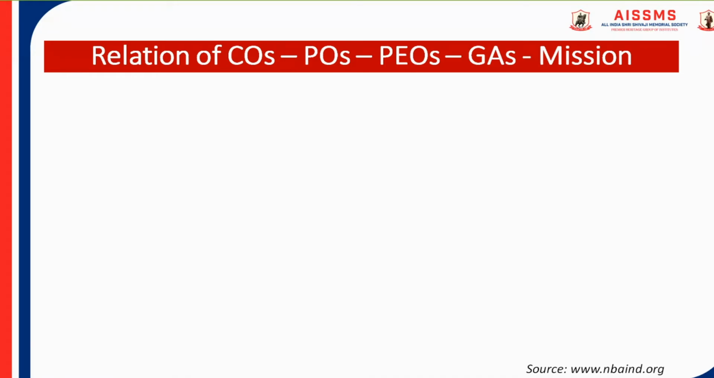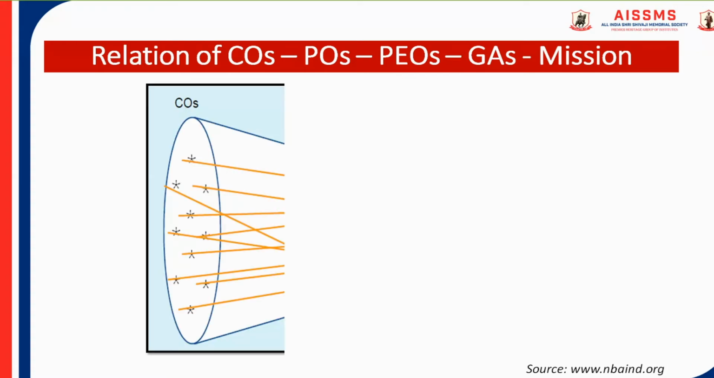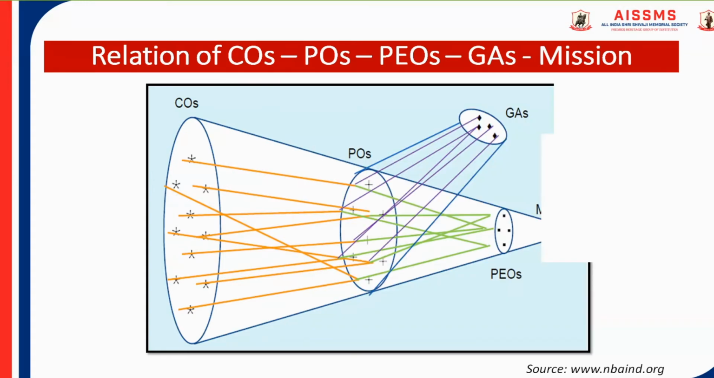This is the diagram which we have drawn. If you look at this carefully, you'll see that on the right hand side we have shown the mission. Then we have the program educational objectives. Then we have the program outcomes. The inputs to the program outcomes are the 12 graduate attributes which we are seeing. And then from the program outcomes, we move on to the course outcomes.